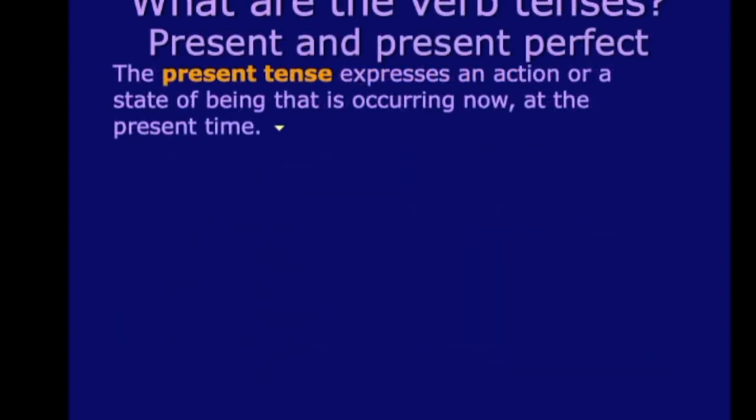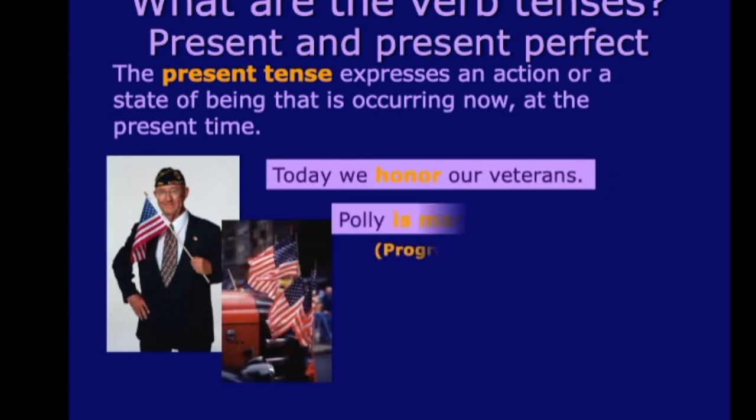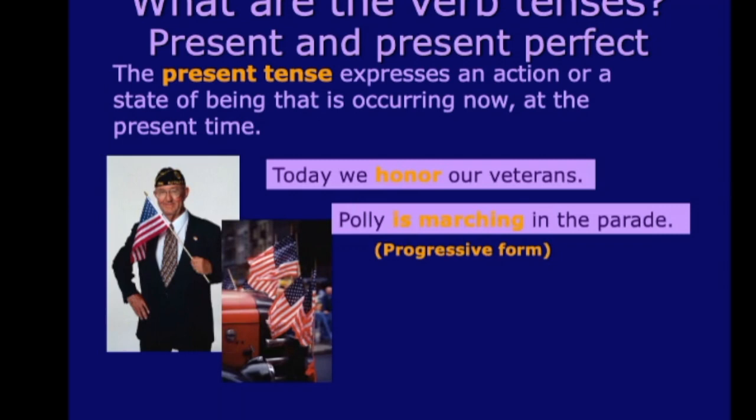The present tense expresses an action or a state of being that is occurring now at the present time. Example: today we honor our veterans. In progressive form, Polly is marching in the parade.